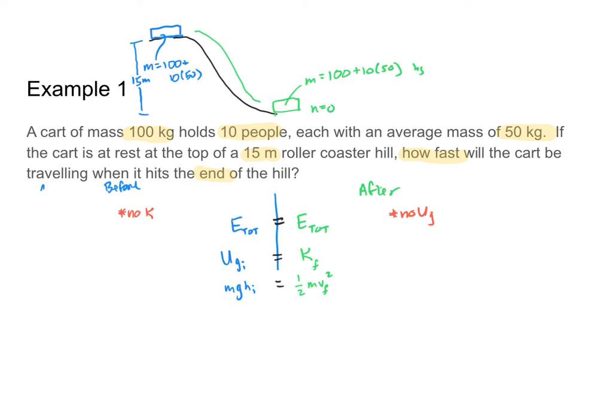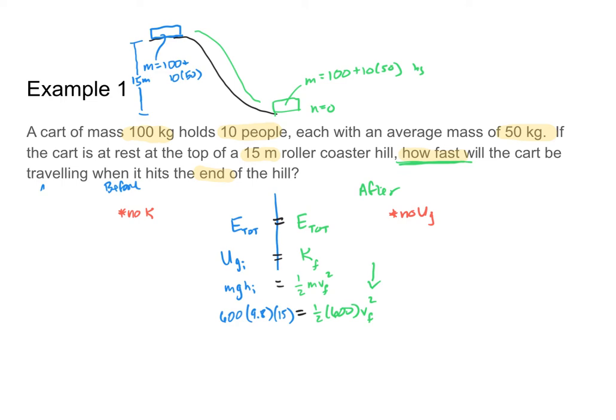So my mass is 100 plus 10 times 50, or 600 kilograms. I had to think about that for a second. So my mass is 600 kilograms, G is 9.8, and my initial height is 15 meters. And that is going to equal 1/2 times my mass again, which is not going to change, times my final speed squared. And from here, it's just algebra. And you'll notice I left V final as a variable because that is what I'm trying to find.